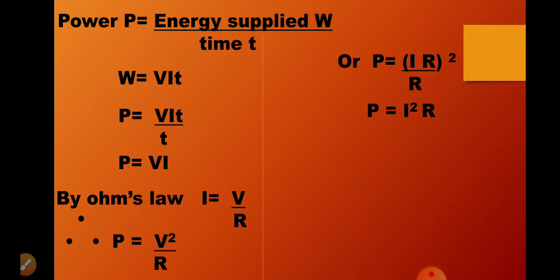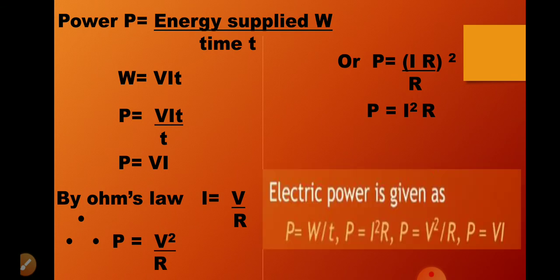Thus electric power is given as: first, P is equal to W by T. Next we got P equal to VI. Next we have P equal to I square R. And last, P equal to V square by R. These are all the expressions for electric power.